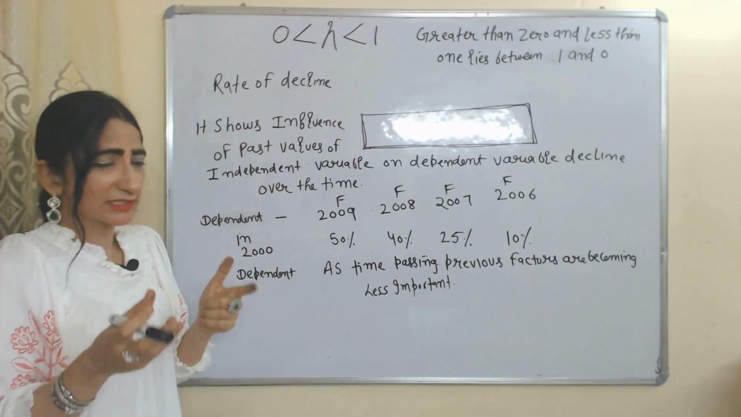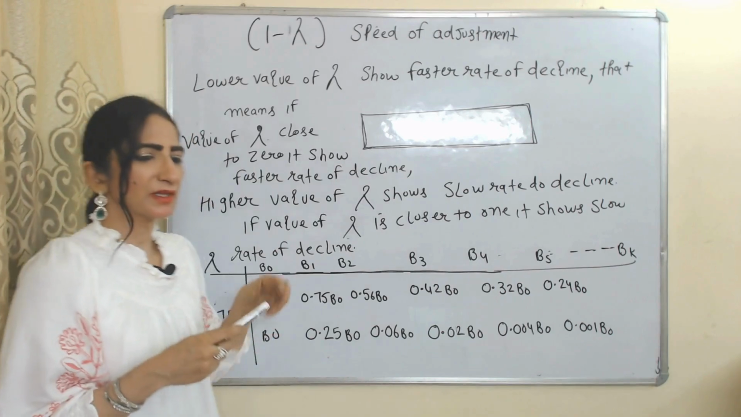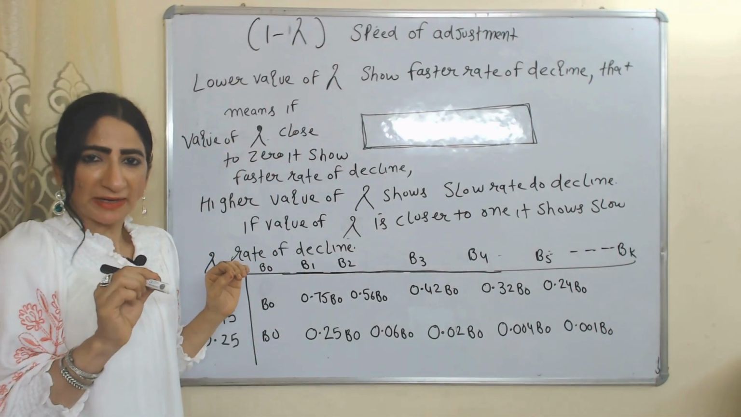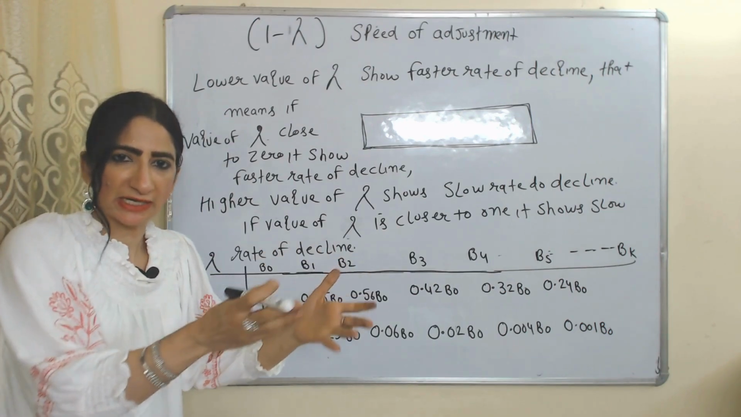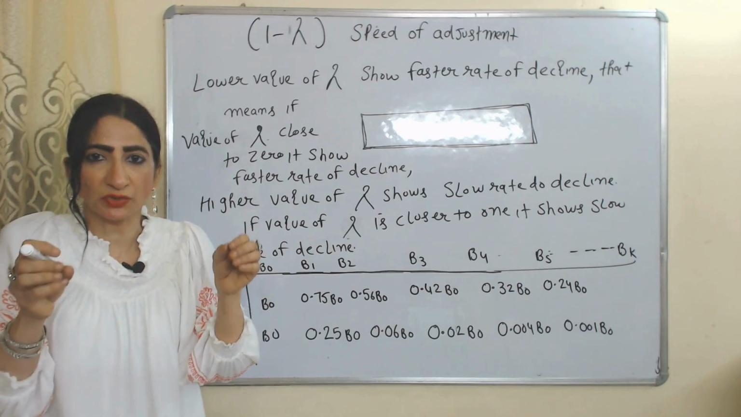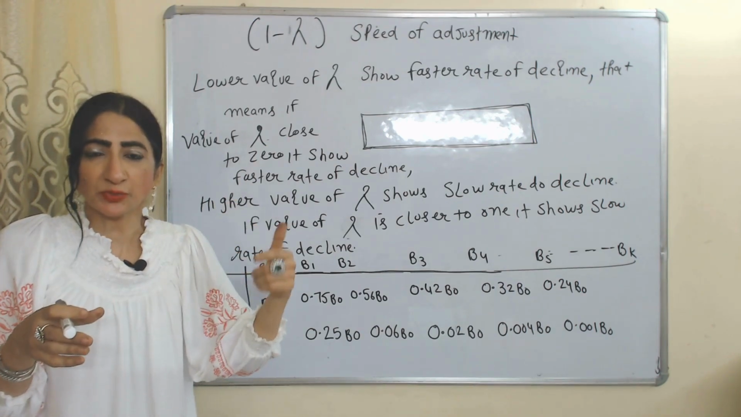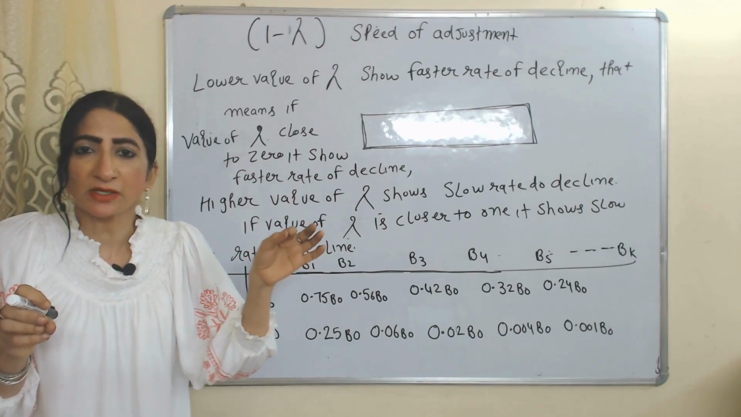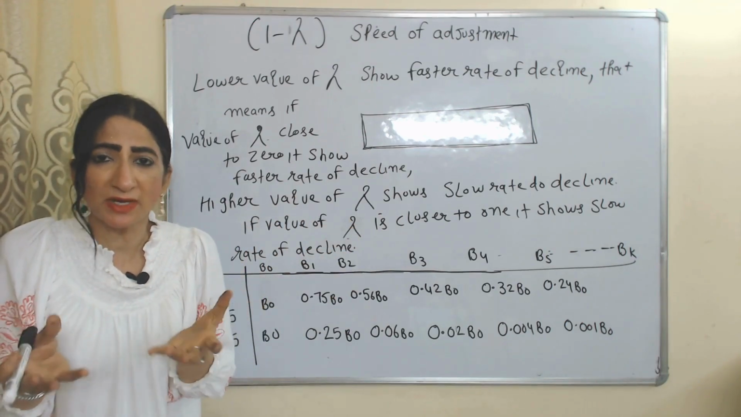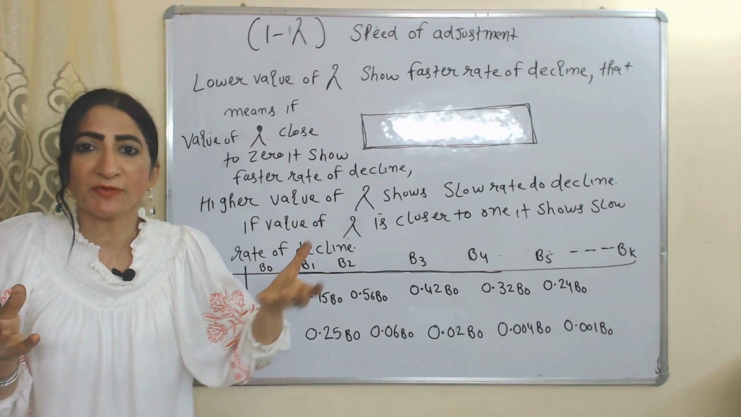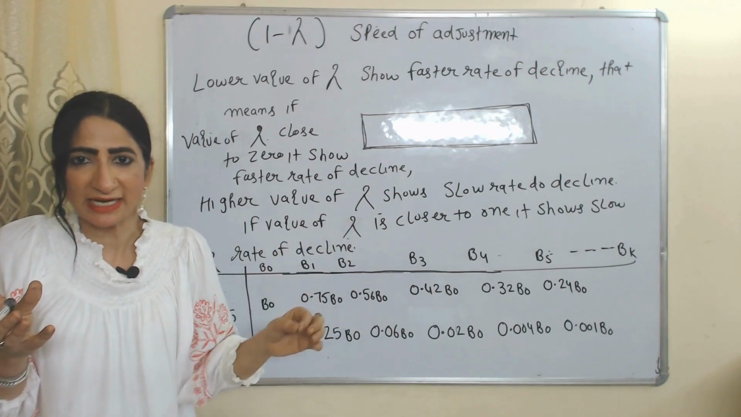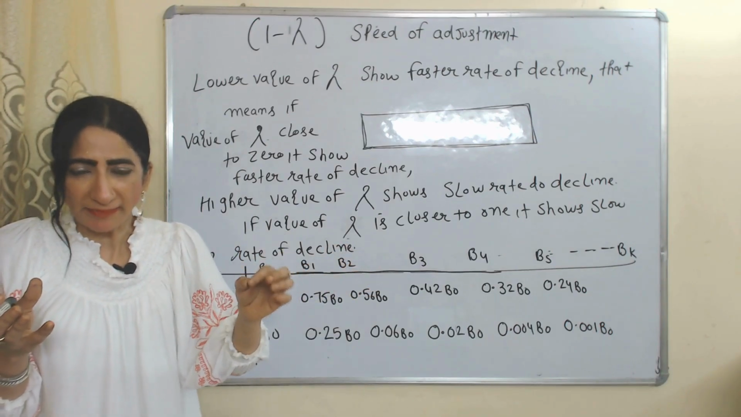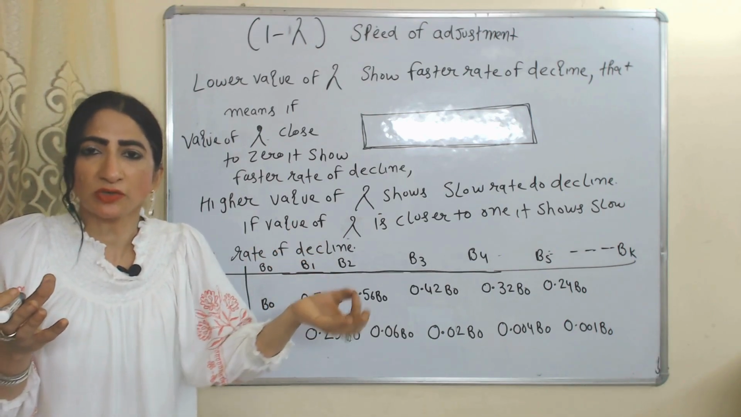In order to show this decline, we use this term. 1 minus lambda shows the speed of adjustment. A lower value of lambda shows a faster rate of decline. As we earlier discussed, the value of lambda lies between 0 and 1. If the value of lambda is close to 0, that means it is very low, and a lower value of lambda shows a faster rate of decline. On the other hand, a high value of lambda shows a slow rate of decline. That means if the value of lambda is closer to 1, it shows a slow rate of decline.